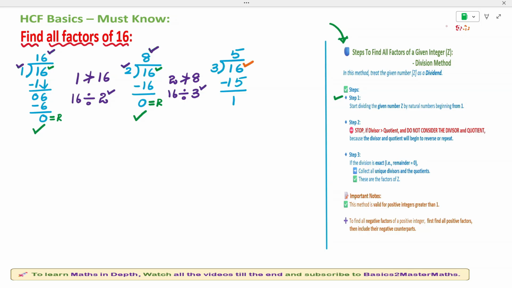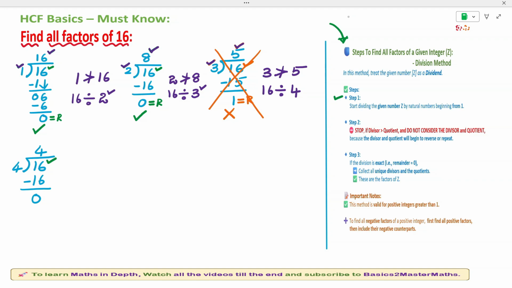When we divide 16 by 3, we get 5 as the quotient and 1 as the remainder. So, this division is not exact. Therefore, please do not consider this step. In this case, the divisor 3 is not greater than the quotient 5. So, divide 16 by the next natural number 4.